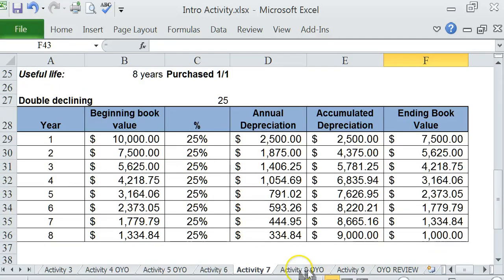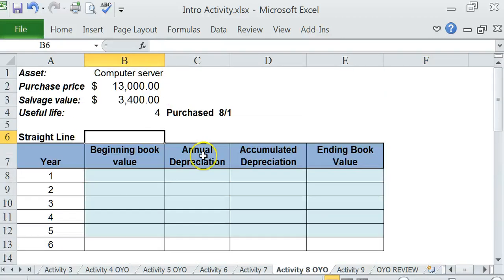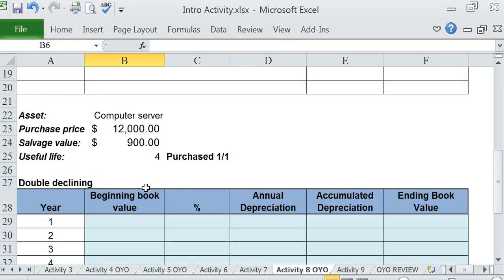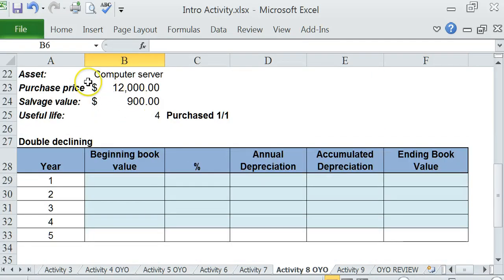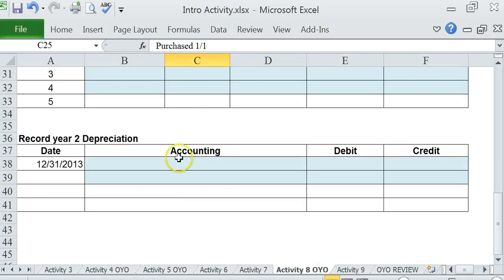What I'd like you to do right now for your follow-up activity is go to activity 8. You should have done this top part already. Scroll down. If you could do the computer server here, that goes from $12,000 a year to $900. Okay, we have no partial year. I'm not gonna go that far with you guys. Depreciate this asset over 4 years. Create your journal entry for year 2.